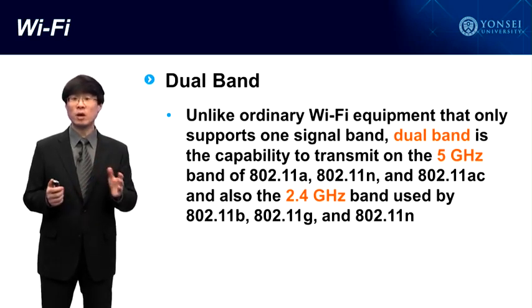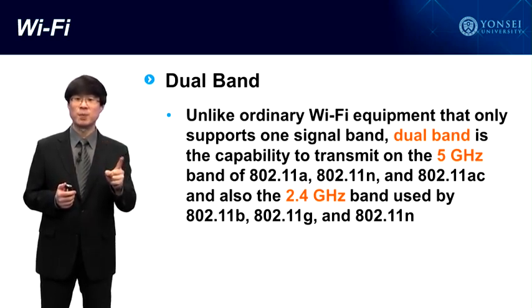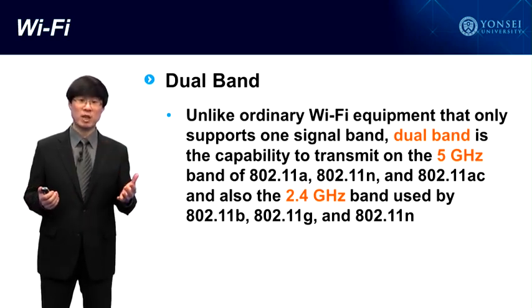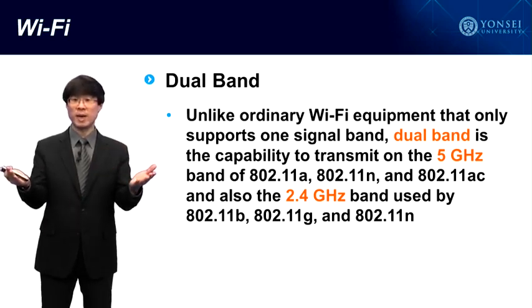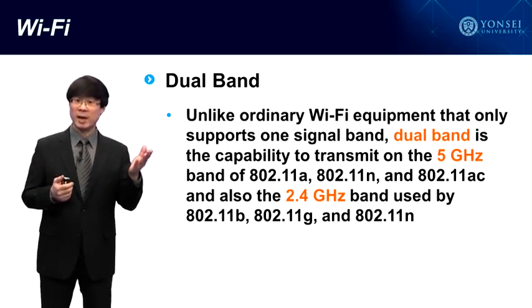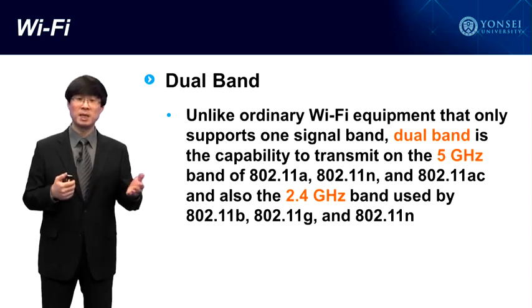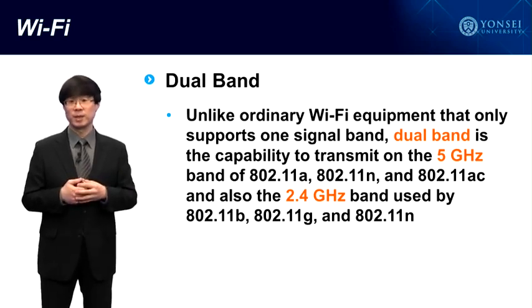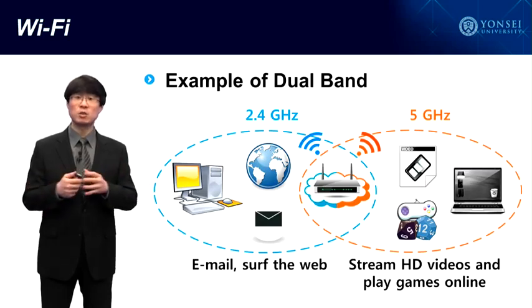Now, there's another technology called dual band. Unlike ordinary Wi-Fi equipment that only supports one single band at a time, dual band has the capability to transmit both on the 5 gigahertz and on the 2.4 gigahertz band simultaneously. In other words, at the 5 gigahertz band, you can be using 802.11a, 11n, 11ac, and at the 2.4 gigahertz band, you could be using 11b, 11g, and 11n.